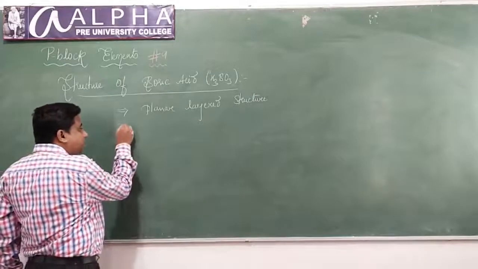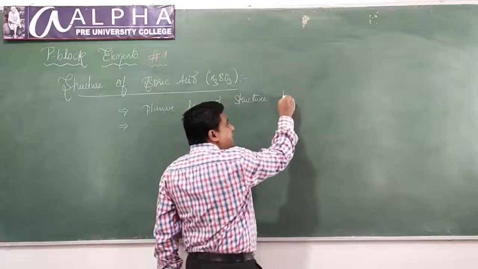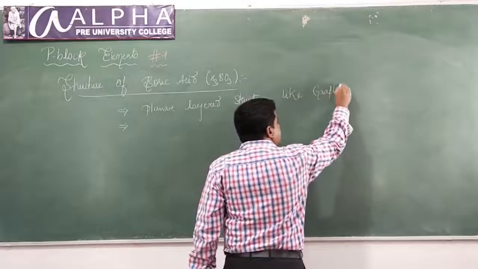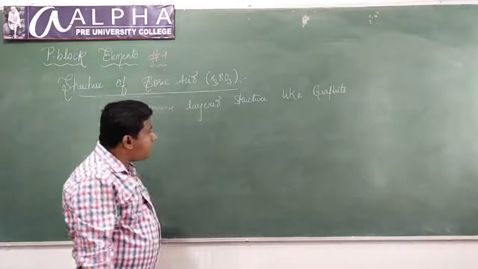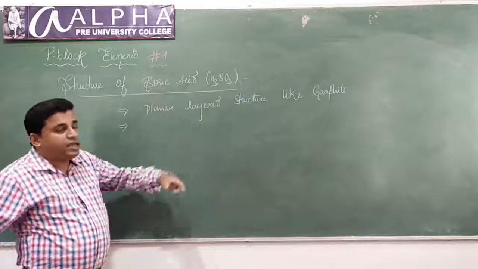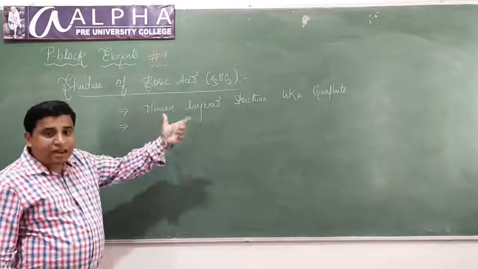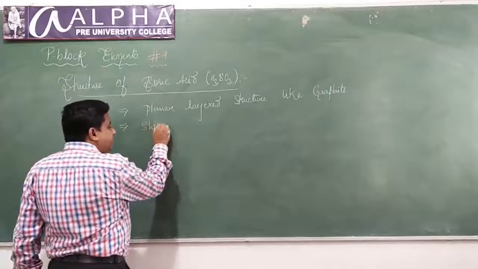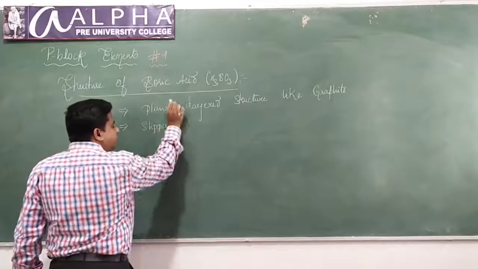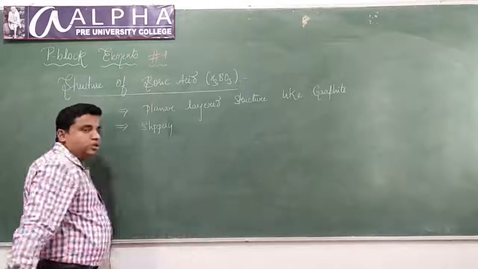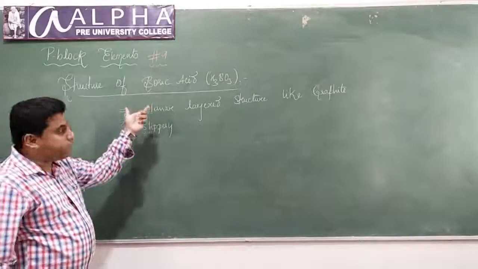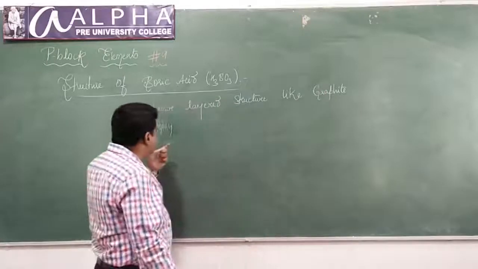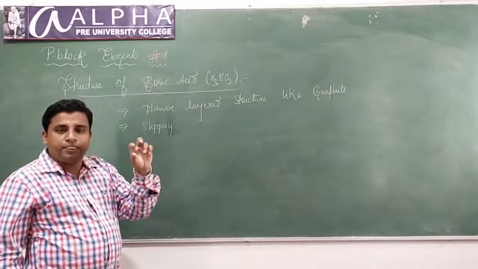Since it has a planar layered structure like graphite, it is slippery. Understood? What is the structure of boric acid? It's a planar layered structure like graphite, therefore it is slippery. Okay, understood?